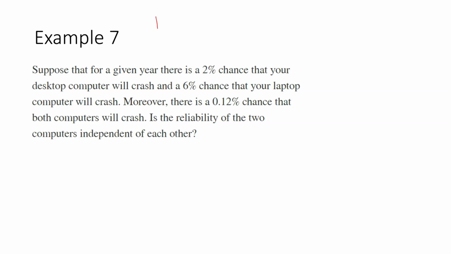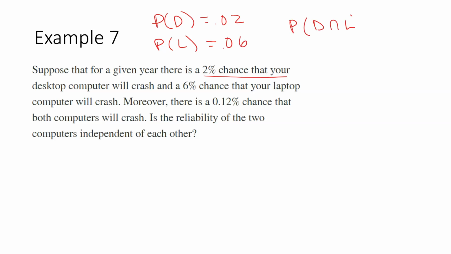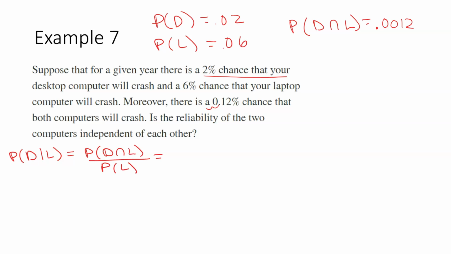So the probability of your desktop crashing is 0.02. The probability of your laptop crashing is 0.06. And the probability of both, the intersection here, is 0.0012. Now be careful there. It's already 0.12%, so you move the decimal over twice. All right, so now we want to know what's the probability of the desktop crashing given your laptop crashed? So that's our intersection there over the probability of the laptop crashing. So 0.0012 over 0.06. When we type that into the calculator, we get 0.02.